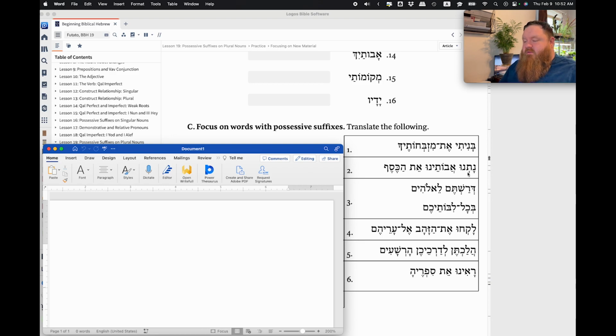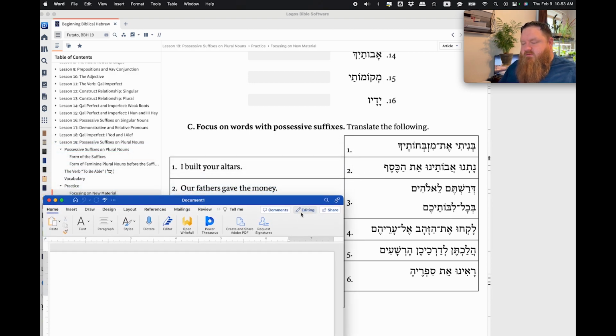So what did our fathers give? Well, we've got ha kesef. Ha kesef begins with a hey, hey patak. When I see a hey at the beginning of a Hebrew word, I think, hey, that might be the Hebrew definite article. Sure enough, the patak dagesh confirms that it is the definite article. If I pull off the hey patak dagesh, I get kesef, which is a Hebrew word that I've learned. This is the word for silver. It can also mean money. And so that would be the silver. So this would then translate as our fathers gave the silver or the money. If we look at Futato's translation here, our fathers gave the money.